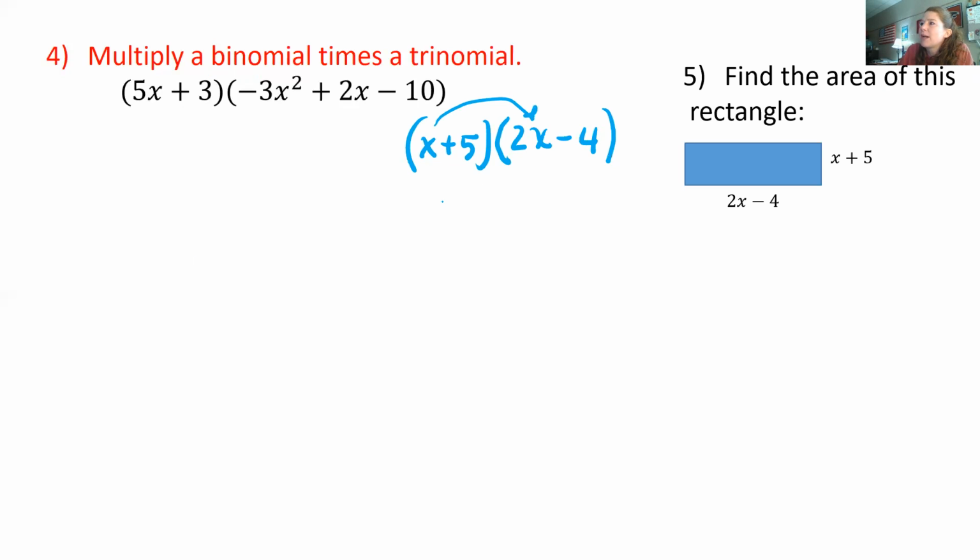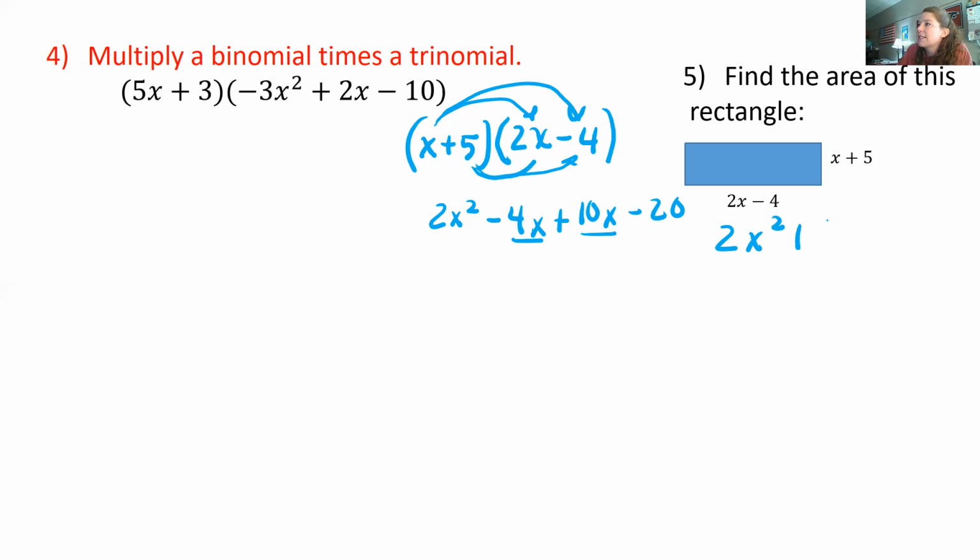So x times 2x is 2x squared. x times negative 4 is minus 4x. 5 times 2x is positive 10x. And then 5 times negative 4 is minus 20. Those two middle terms are like terms. So what is the final answer? It is 2x squared plus 6x minus 20. So that is the area of that rectangle.